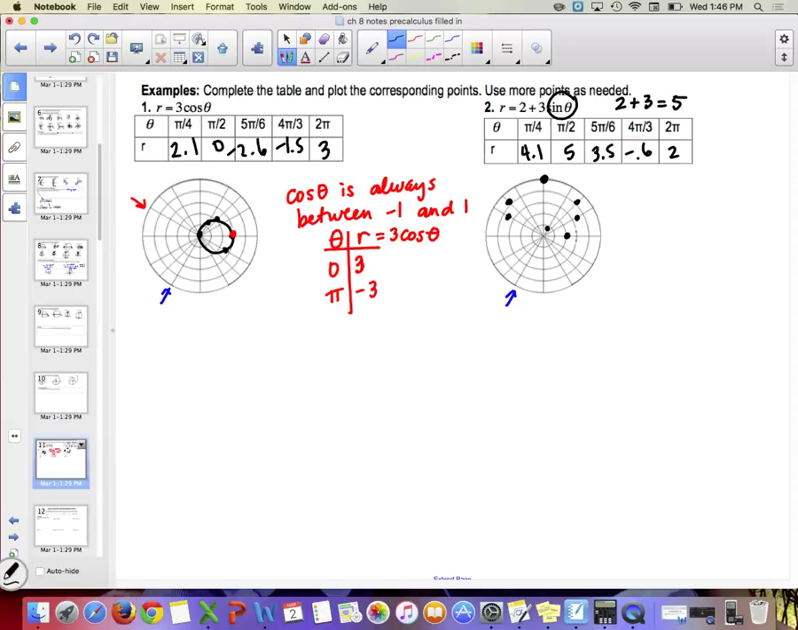All right, so this is a weird one. This is where knowing the shape can help you. So remember, if it had been 3 plus 3 sine of theta, that would be a cardioid. Those A's and B's would be the same.